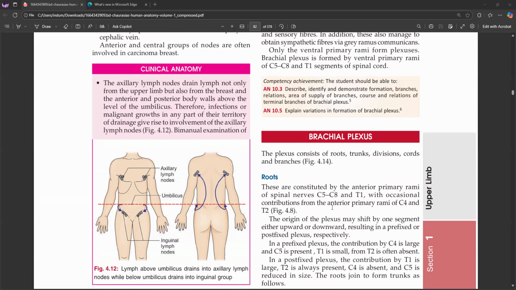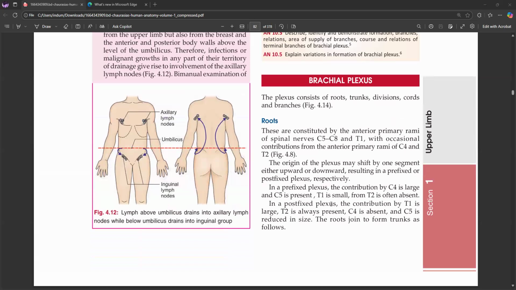Brachial plexus. The plexus consists of roots, trunks, divisions, cords, and branches. Figure 4.14. Roots. These are constituted by the anterior primary rami of spinal nerves C5 to C8 and T1, with occasional contributions from the anterior primary rami of C4 and T2. Figure 4.8. The origin of the plexus may shift by one segment either upward or downward, resulting in a prefixed or postfixed plexus respectively.